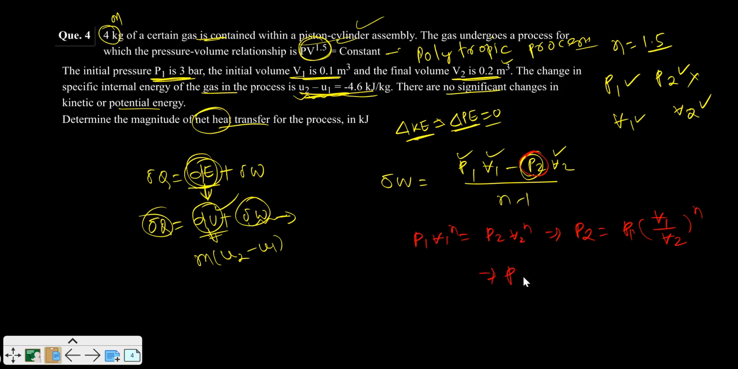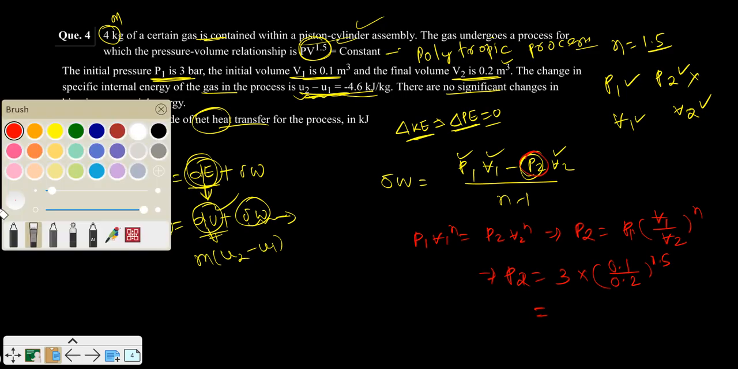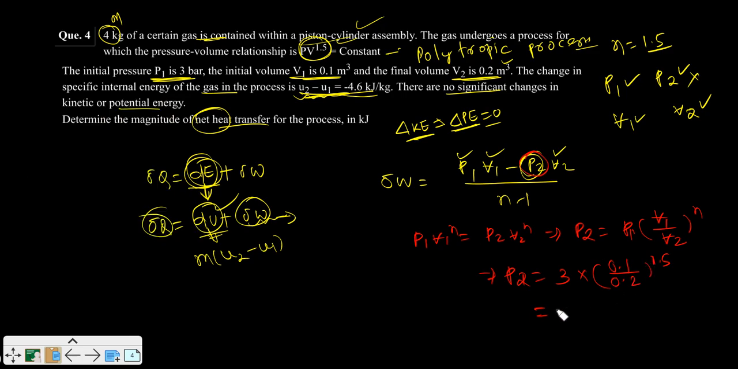And here P2 can be found out as how much? This P1 is 3 bar, right? So P1 is 3 bar into V1, 0.1 divided by 0.2, to the power 1.5. So if we solve this equation, then we will find the value of P2, that will be equal to 1.06 bar, right? So now there is nothing to calculate, simply we'll be putting all these values over here and we'll be trying to find out the value of del W.